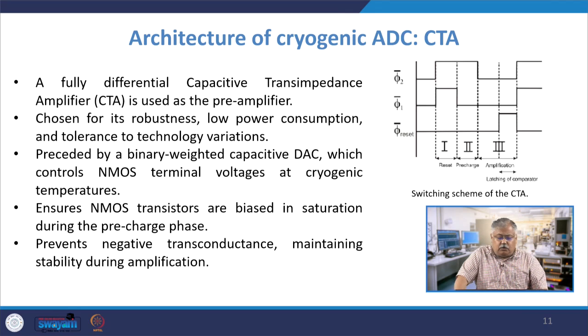So, if you look at the differential, this is another cryogenic ADC architecture known as the capacitive transimpedance amplifier, CTA. It is also used in the cryogenic amplifier. It is chosen for its robustness and very low power consumption, and what it ensures is that in the pre-charge phase the NMOS are fully charged, in saturation. When they are in saturation, they behave like a current source.